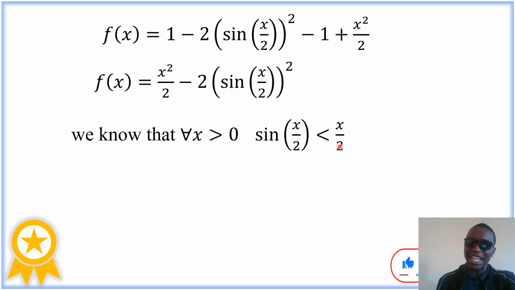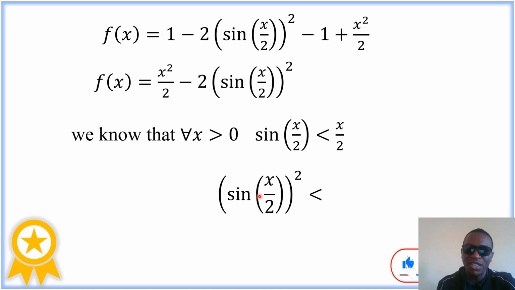So from this identity, we now have to do what? We need sine of x on 2, all squared. So we square both sides, right? And squaring both sides will give us sine of x on 2, all squared, less than x squared on 4, right?